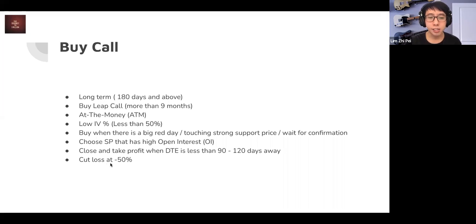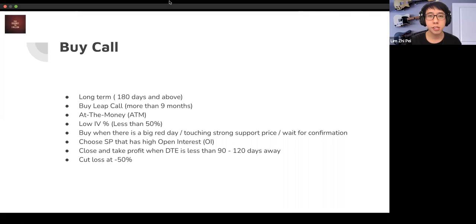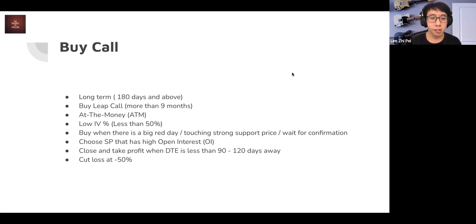And the last thing is cut loss at negative 50%. So when your contract is at a loss of negative 50%, it's best to cut loss and use that remaining 50% to enter another contract.